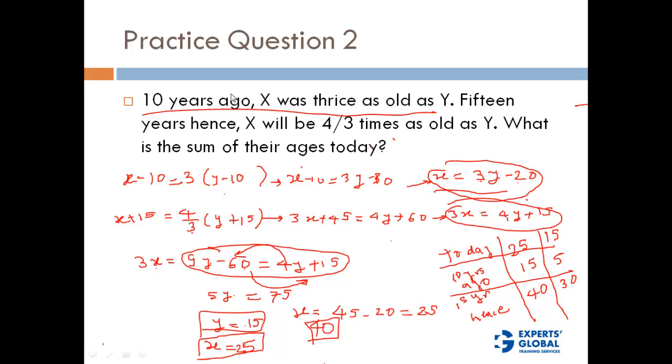Okay, let's look at this. 10 years ago x was thrice as old as y. 10 years ago x was 15 and y was 5, so x was thrice as old as y, so this is correct. 15 years hence x will be 4 by 3 times as old as y. 15 years hence x is going to be 40, which is 4 by 3 into 30, right? So 40 is equal to 4 by 3 into 30, so that is also correct. So the solution that we have got is correct, and the sum of their ages is 25 plus 15, which is equal to 40.